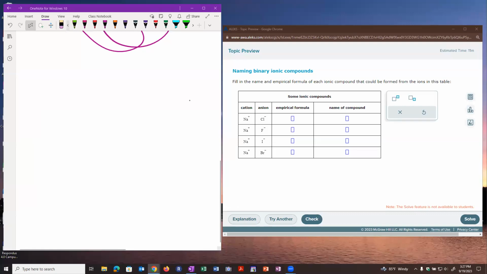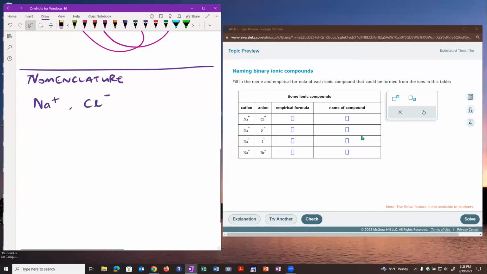All right, and now we'll take a look at naming binary ionic compounds. This is part and parcel of this whole topic known as nomenclature, which is simply going back and forth between the names and the formulas. So we can maybe do the first one. We have Na plus and we have Cl minus. The first thing that we need to do is to come up with the empirical formula. And the empirical formula, again, is nothing more than the simplest whole number ratio, the smallest whole number ratio, which are the subscripts in the formula.